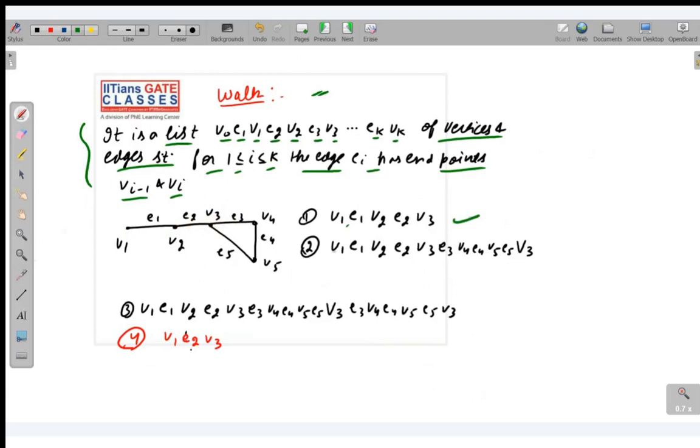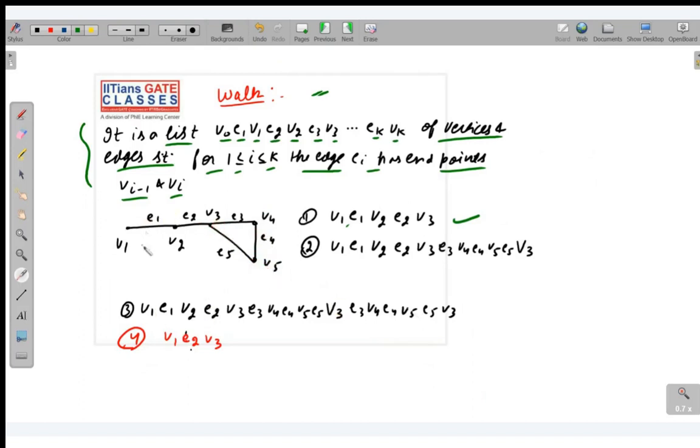Next, v1 e1 v2 e2 v3, then e3, then v4. Then what we are having, e4, v5, and then e5 v3. Yes, this is also a walk. So without lifting the pen you should do. Without lifting the pen you should do. Okay, this is a walk.